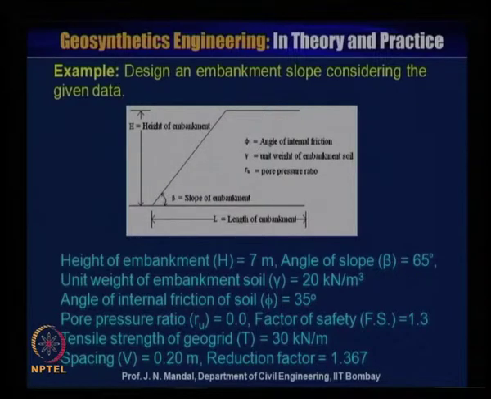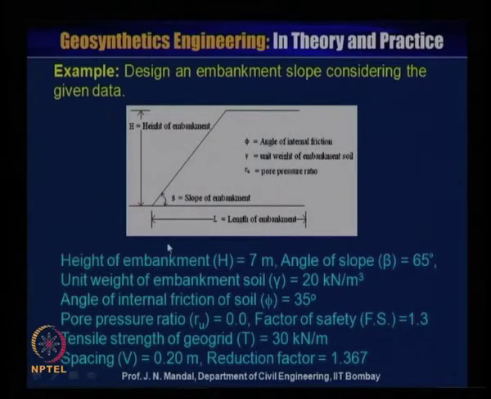So this is one example: design an embankment slope considering the given data. This is the embankment, this is the height of the embankment, this is the slope of the embankment, this is the length of the embankment, and these are the properties of the soil: phi, angle of internal friction, gamma, unit weight of embankment soil, and Ru is the pore pressure ratio.